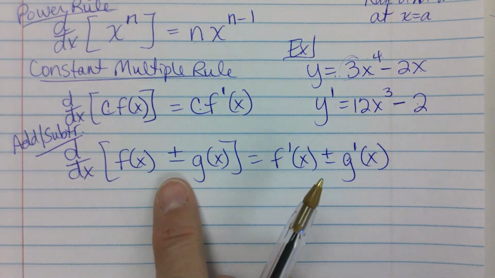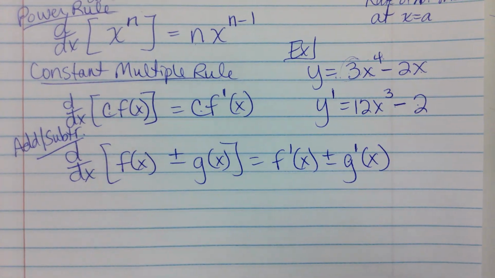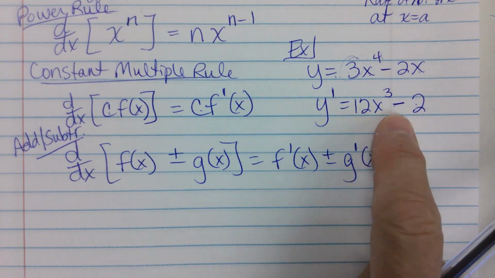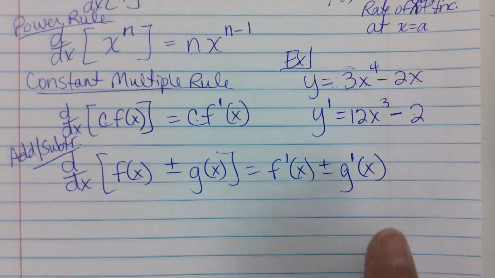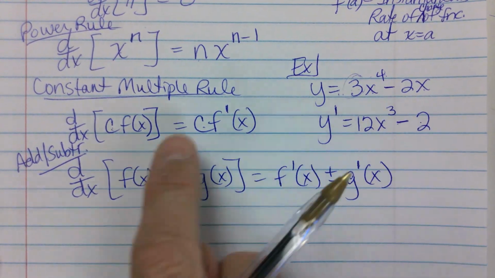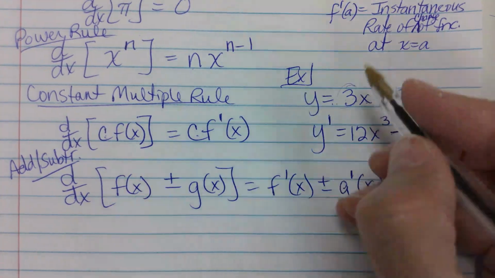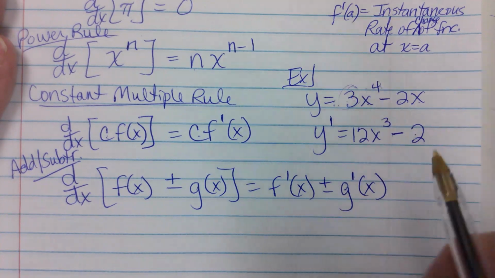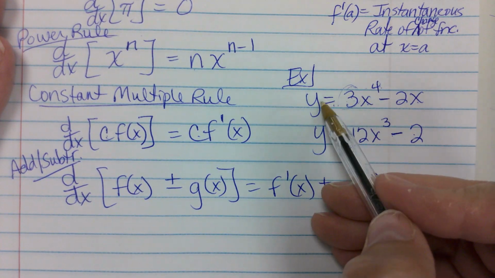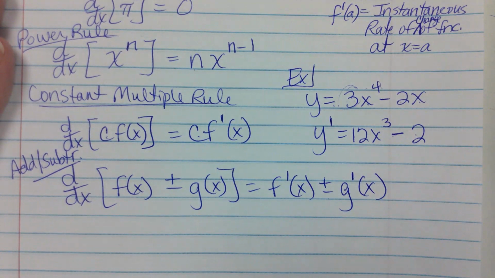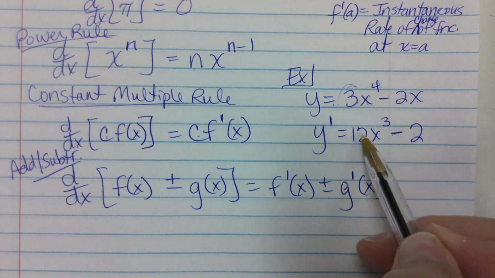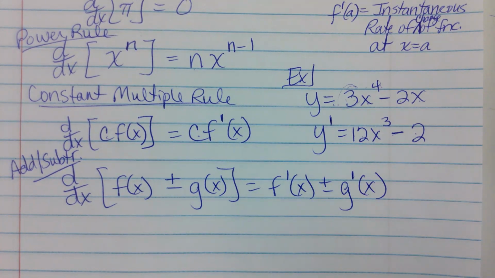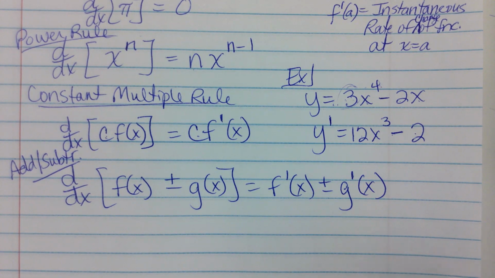Adding and subtracting. Is that what we just did at the bottom, the add, subtract? Yes. This is applying both of these rules. The constant multiple is like second nature, because when you power down in front, you multiply it by the 3. That 3 stays there. 3 times 4, 12. Lower the power by 1. Power down, lower the power.